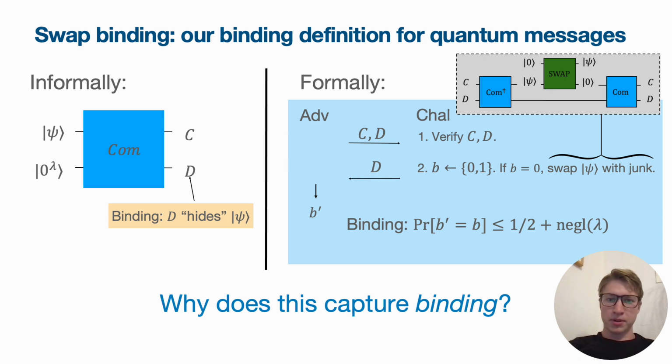Okay, but remember that we said binding was supposed to intuitively mean that the sender cannot change their mind about the message after sending the commitment. But we're telling you that binding is specified by a game where the adversary tries to guess whether the message is the one that they chose or some random junk, given only the D register. So why is binding formalized in terms of something about learning about psi when it's supposed to say something about changing psi?